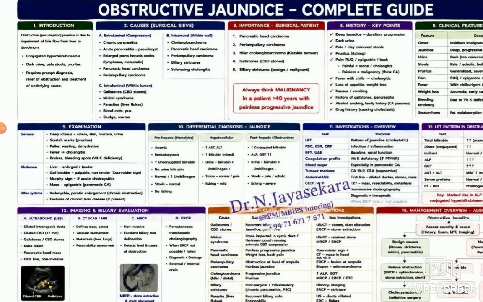So then, why the dark urine? Students often memorize dark urine, but why does this happen? Because conjugated bilirubin is water soluble, so the kidneys filter it into urine. That produces dark urine. Why the pale stools? Normally bilirubin enters the intestine and becomes stercobilin, which gives the stool its brown color. But in obstruction, bilirubin never reaches the intestine, so stools become pale or clay colored.